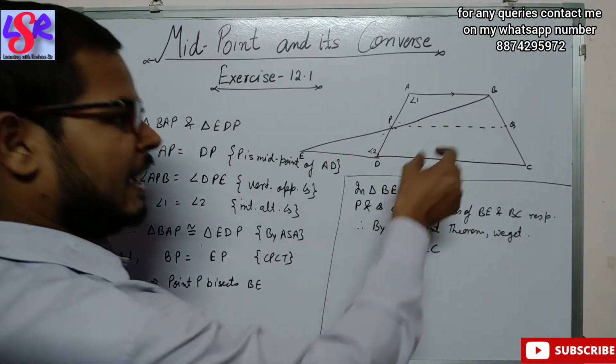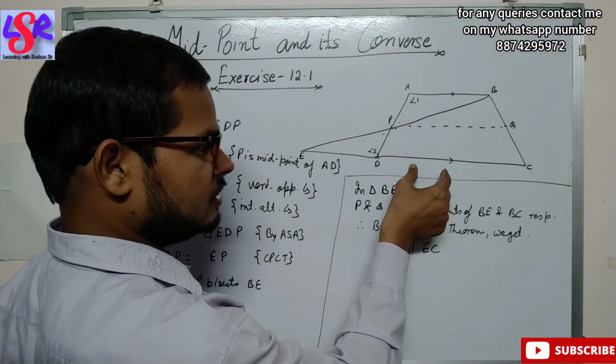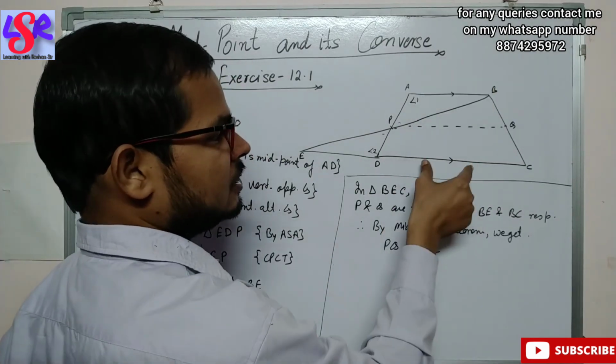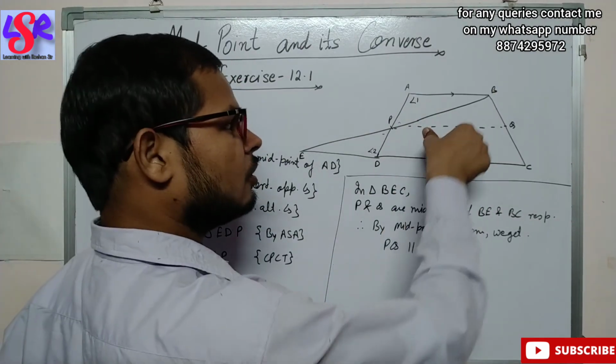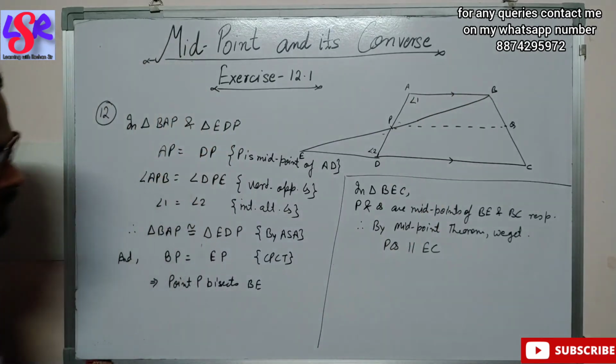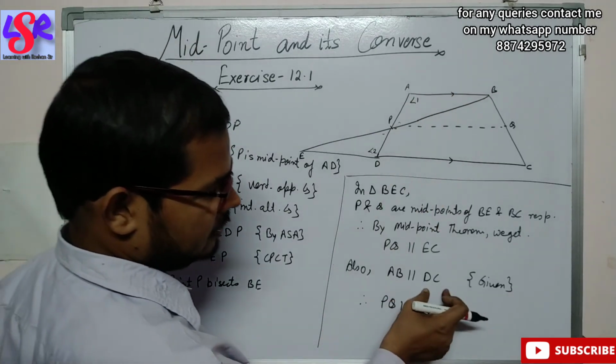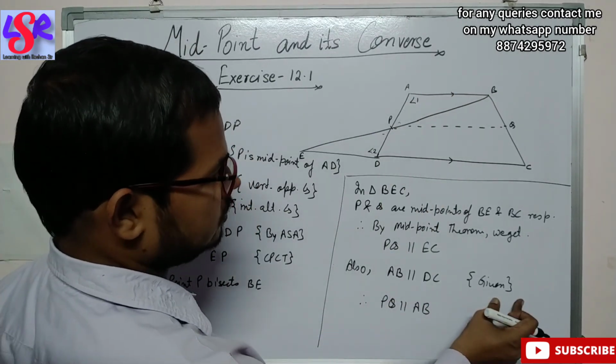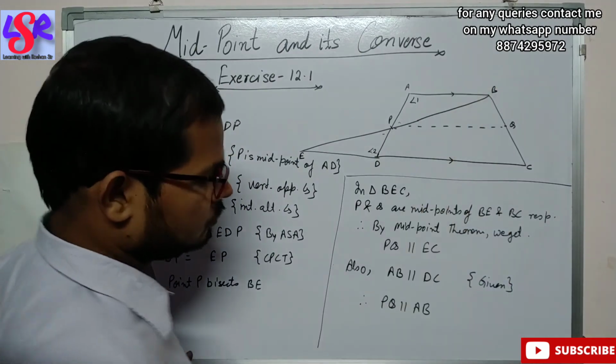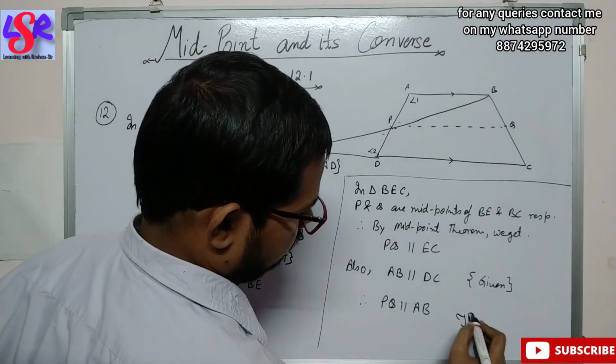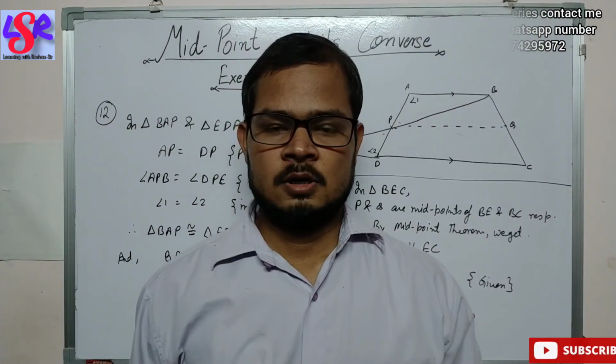Now as this PQ is parallel to EC and we know AB is parallel to DC, therefore this will also be parallel to this one. Now also AB is parallel to DC, which is given to us, therefore this PQ will be parallel to AB, hence proved.